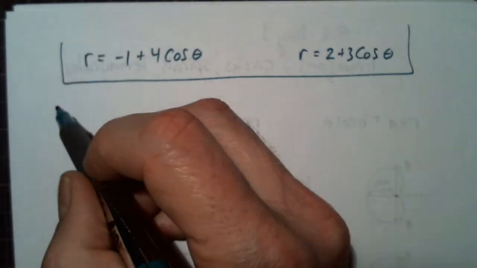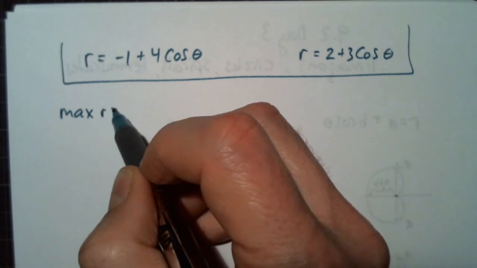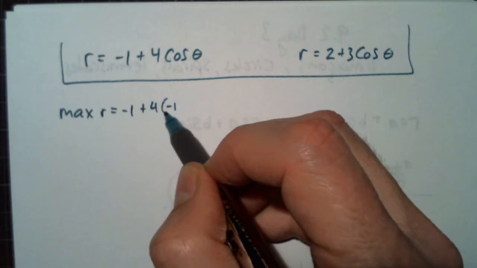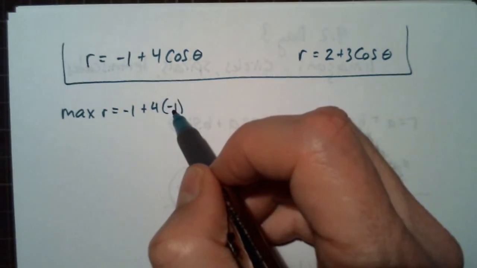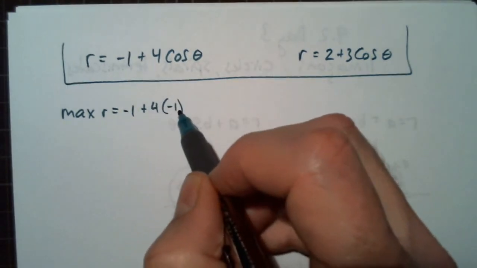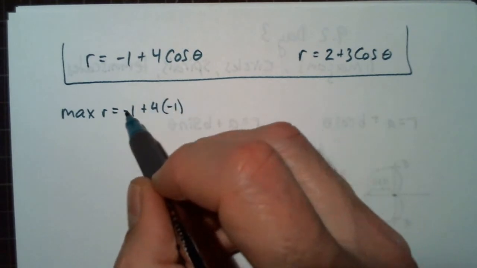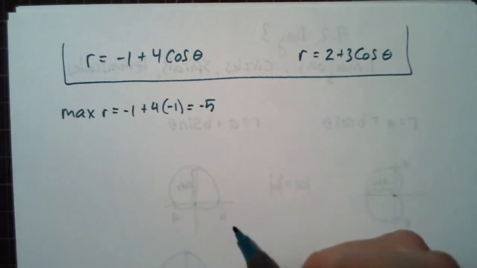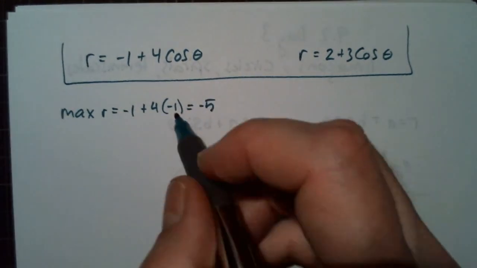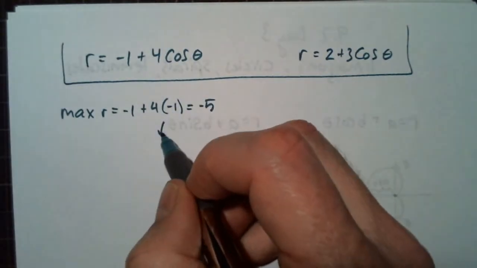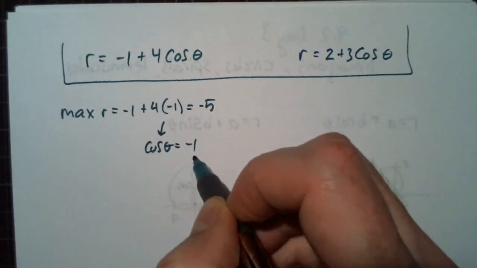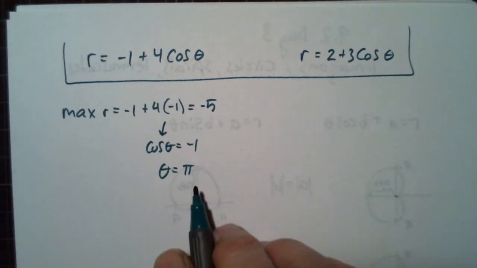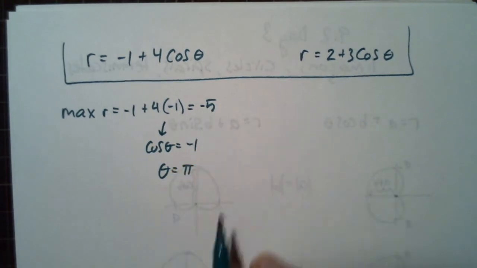So let's just look at the maximum radius is going to be -1 plus, we want this to be -1. If cosine's -1, that will give us the maximum radius. If I put a +1 there, then we won't get 5, we'll get 3. So that's how we get the maximum radius. So we want cosine to be -1, and that means theta is pi. So when we go to pi, we'll have a radius of -5.